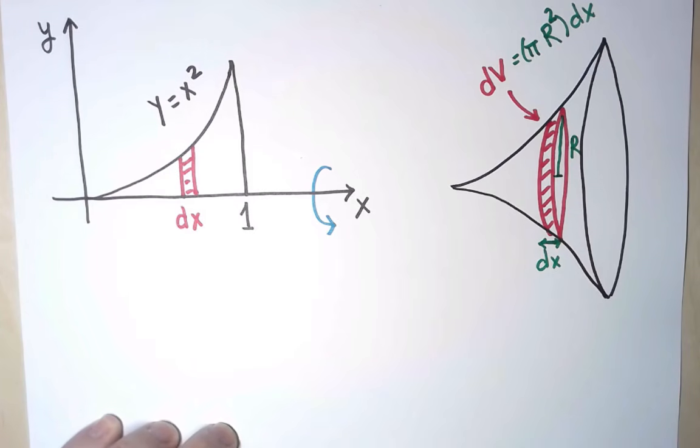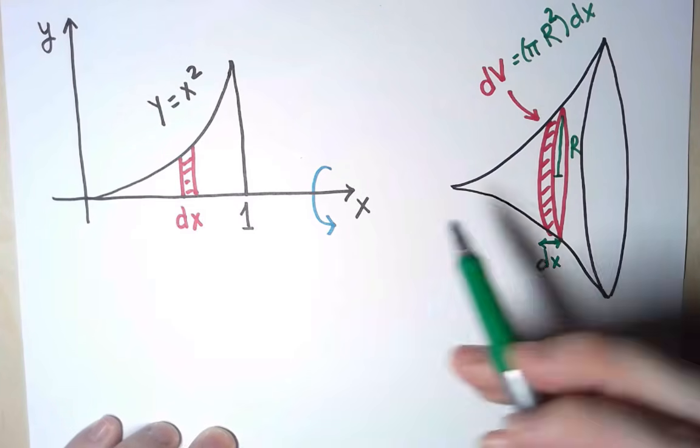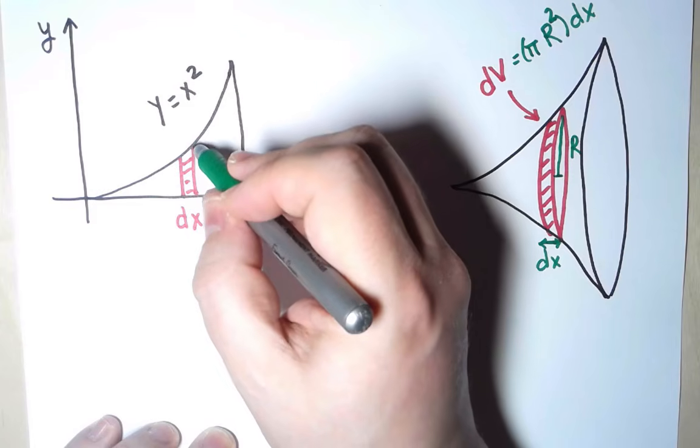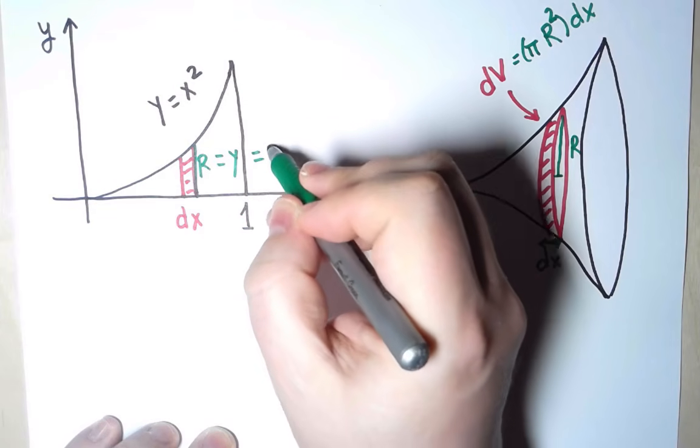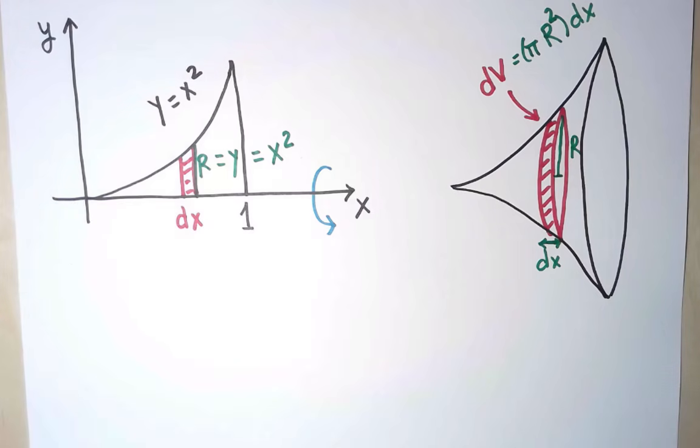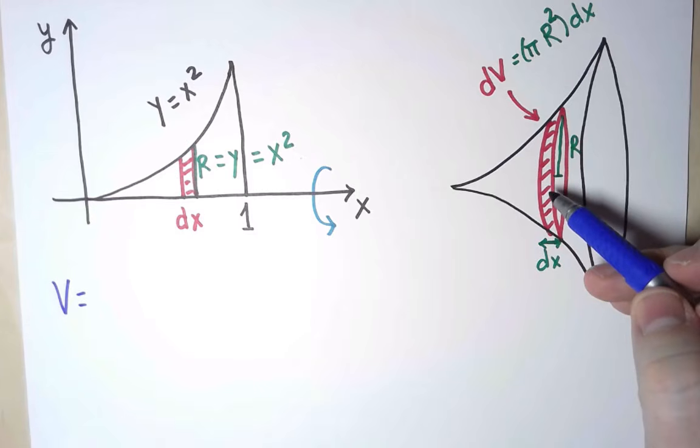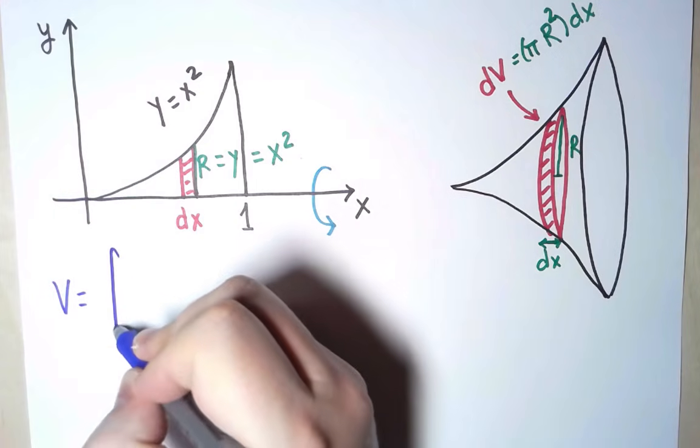Now, let's see what r corresponds to in the original picture. Knowing where this comes from, r is this, which is equal to y, which is equal to x squared. This is just in this specific case. So I have a way to write the volume of an infinitesimally thin piece, and then the volume of the whole thing will be the sum, in quotes, of all those infinitesimally thin pieces, but that's actually an integral.